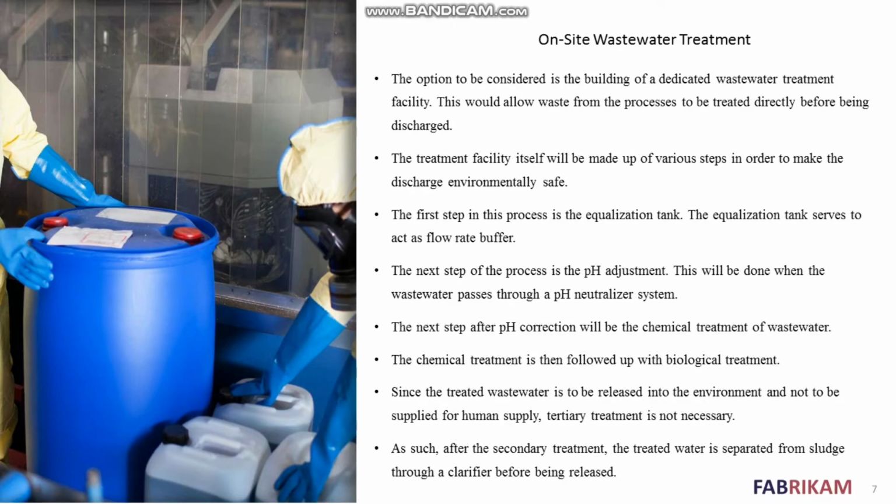The next step after pH correction will be the chemical treatment of wastewater. The chemical treatment is then followed up with a biological treatment. Since the treated wastewater is to be released into the environment and not to be supplied for human supply, tertiary treatment is not necessary. As such, after the secondary treatment, the treated water is separated from the sludge through a clarifier before being released into the environment.